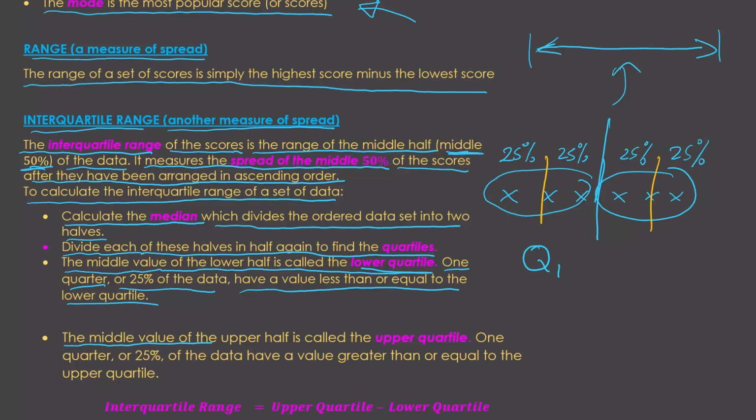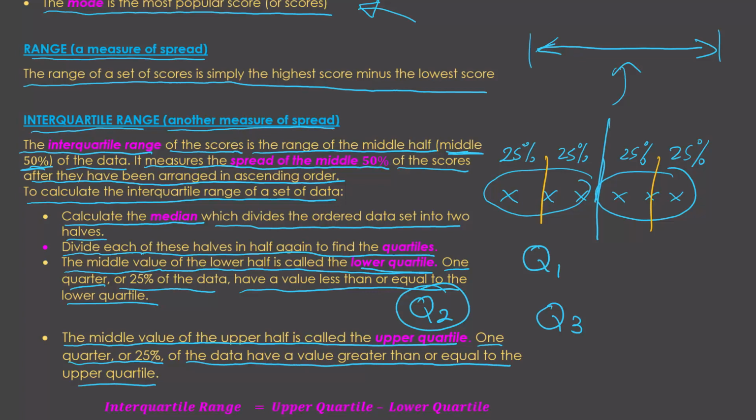The middle value of the upper half is called the upper quartile, often referred to as Q3. The median itself is sometimes called Q2. One quarter, or 25%, of the data have a value greater than or equal to the upper quartile, as I indicated on this little sketch here.